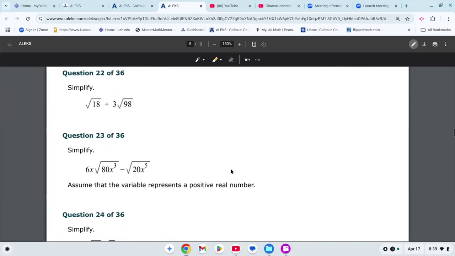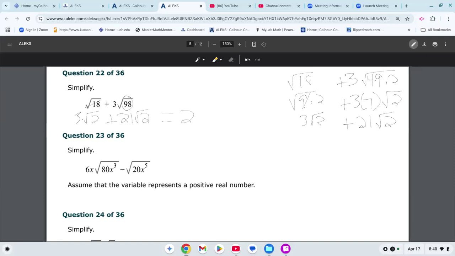Okay, so for number 22, same thing. Square root of 18 breaks down into 9 times 2, which would be 3 square roots of 2. So I end up with 3 square roots of 2 in the place of square root of 18. 2 goes into 98 49 times. So I have positive 3 square roots of 49 times 2. That would be positive 3 times 7 square roots of 2, which is plus 21 square roots of 2. So I'm going to add 3 square roots of 2 to 21 square roots of 2, and that gives me 24 square roots of 2 as a final answer.